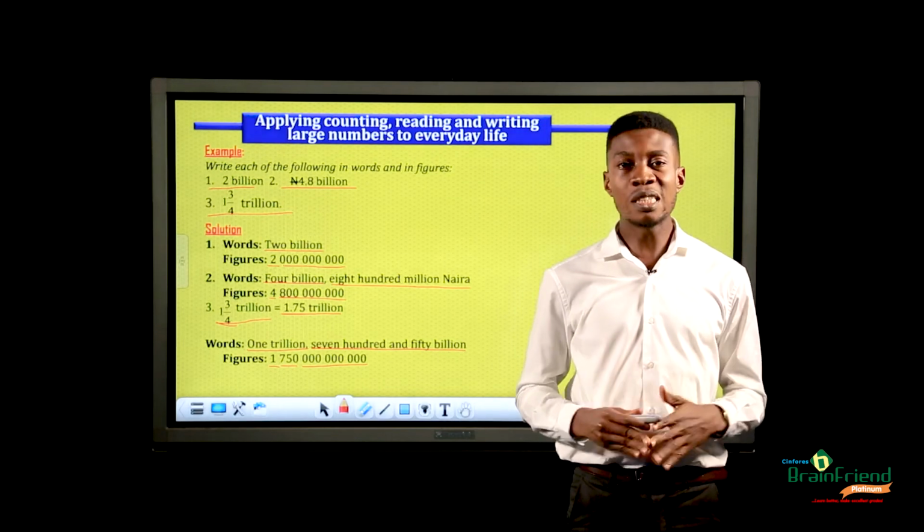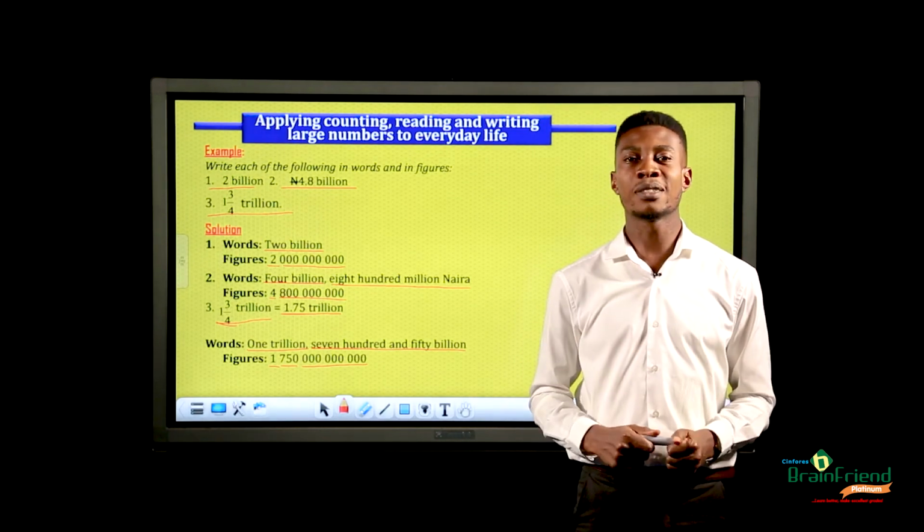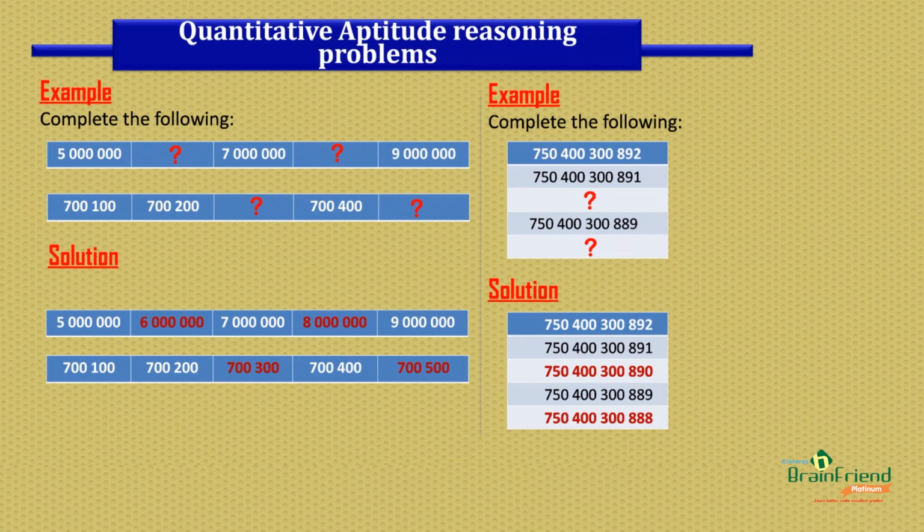Let's look at some quantitative aptitude reasoning questions on large numbers. Complete the following. Here we have 5 million. So we are expected to fill in this position and fill this place. And in the second example, we have 700,100, 700,200, and we are expected to fill in these positions. Now, let's look at the solution to all this. Since we have 5 million in the first position, and on the third position we have 7 million, it means 6 million is meant to be here, and 8 million is meant to be here.